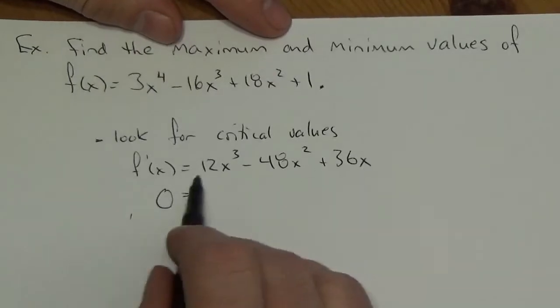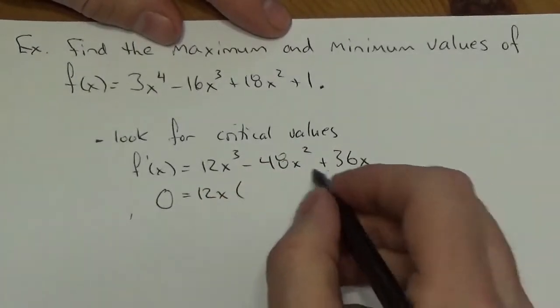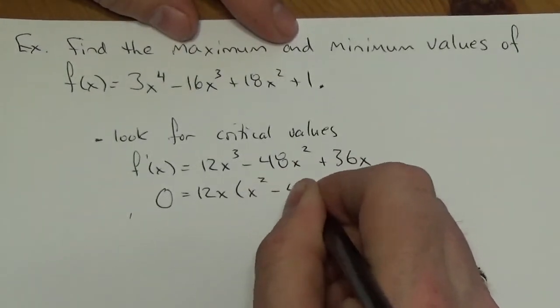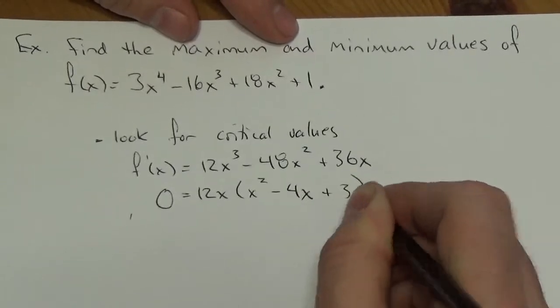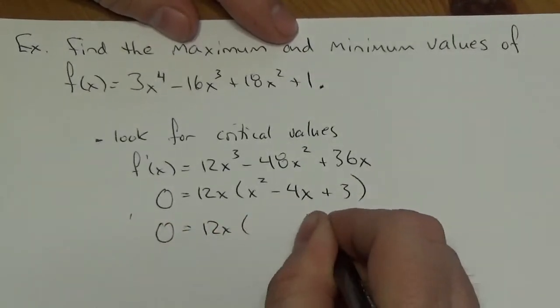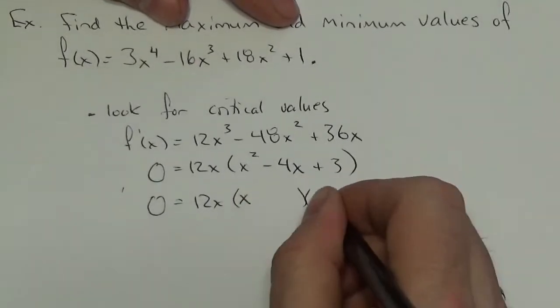First of all, I notice that there's a 12x common to all of those terms, and that's going to leave me with an x squared minus 4x plus 3. And then that's a quadratic that I can factor. X squared can be rewritten as just x multiplied by x.